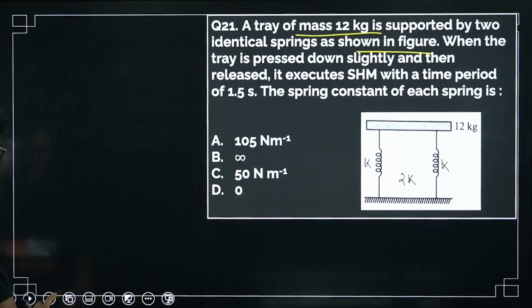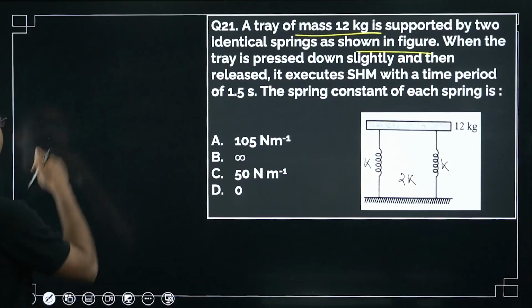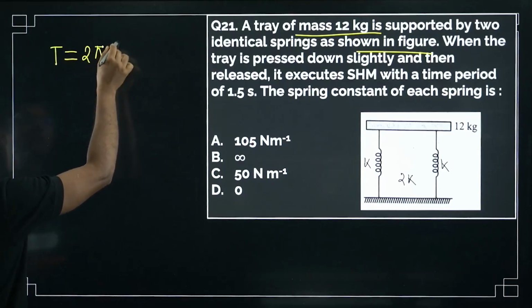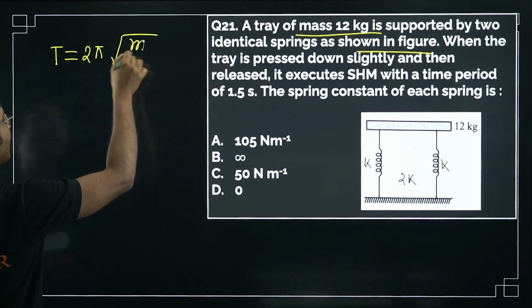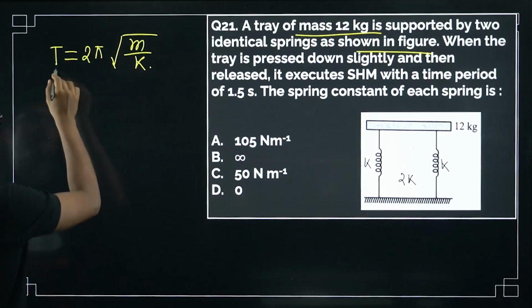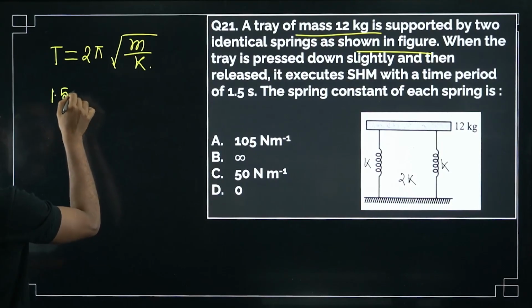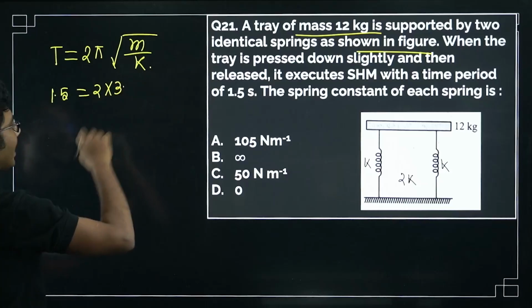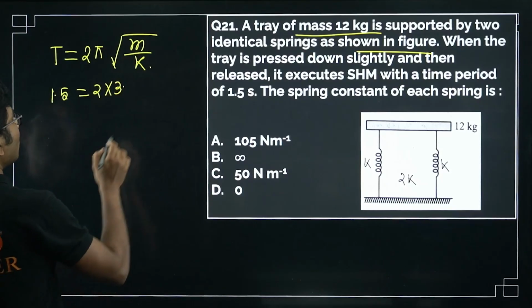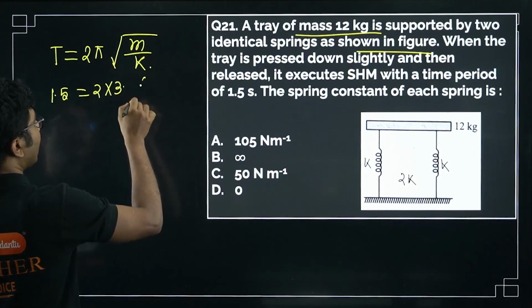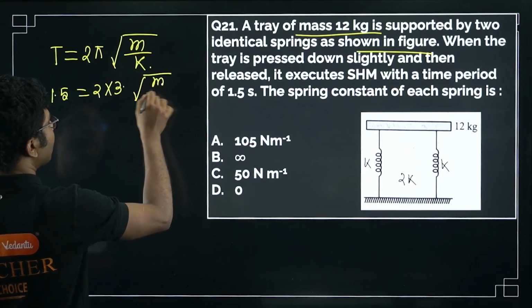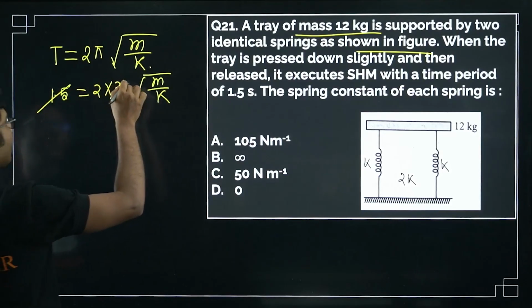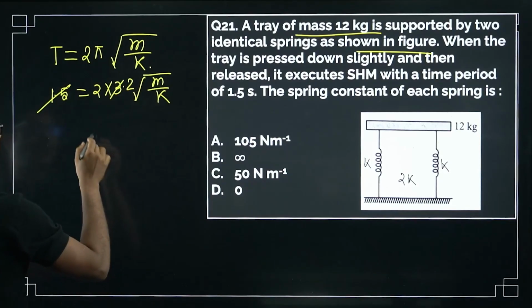Now what is the time period of oscillation when it is oscillating in a spring? The time period of oscillation is 2π square root of m by k. So the time period T is 1.5, 2 is obviously 2, and pi is 3.14. I am assuming 3 for now for simplicity. Whatever answer we get will be slightly more than what we are getting, since 3.14 we have approximated so that the calculation becomes easier.